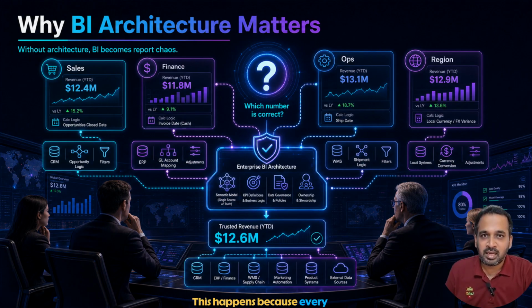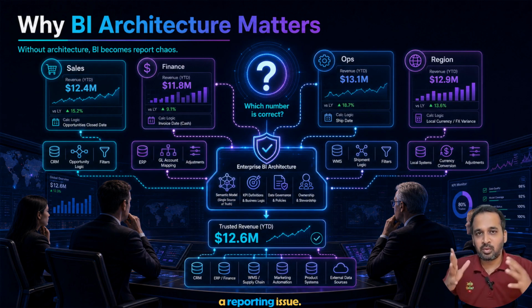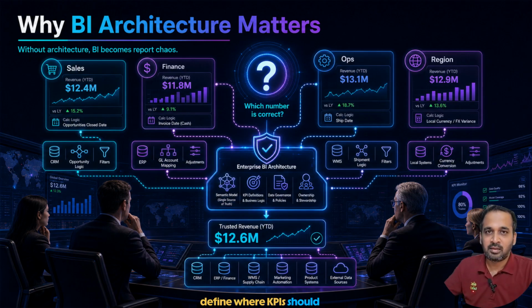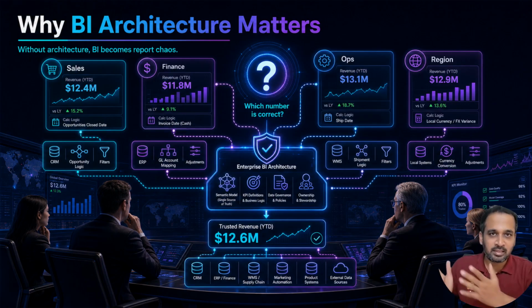This happens because every team may have created its own version of logic. One report calculates revenue from orders, another report calculates revenue from invoices, another report excludes returns, another report includes tax, another report uses a different date column. This is not only a reporting issue, this is an architecture issue. Enterprise BI architecture helps define where KPIs should live, who owns them, how they are governed, how they are reused, and how users can trust them.